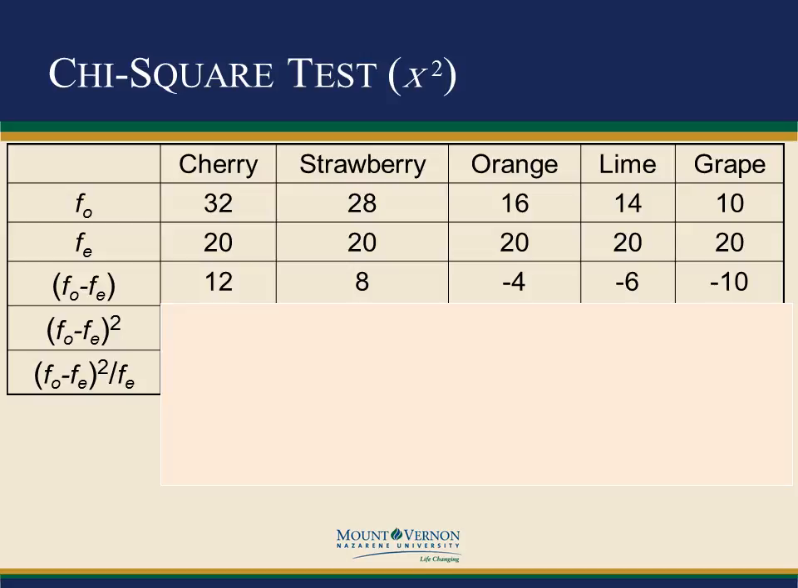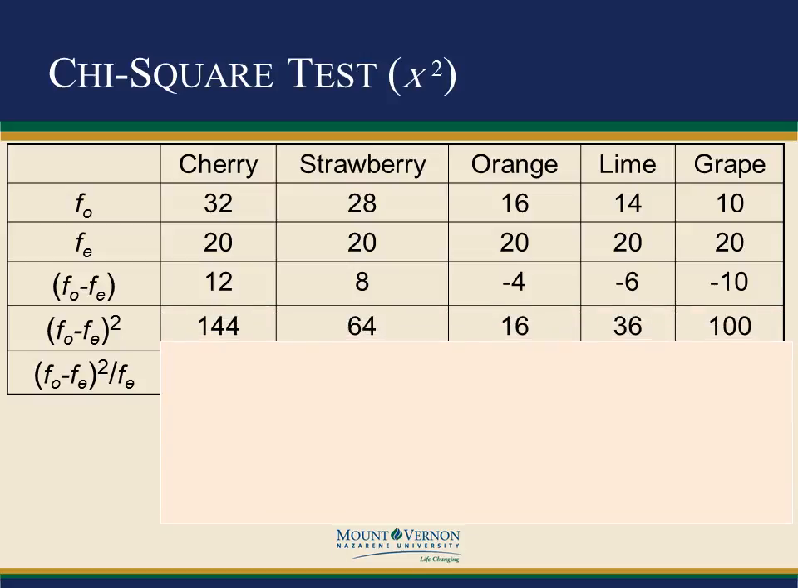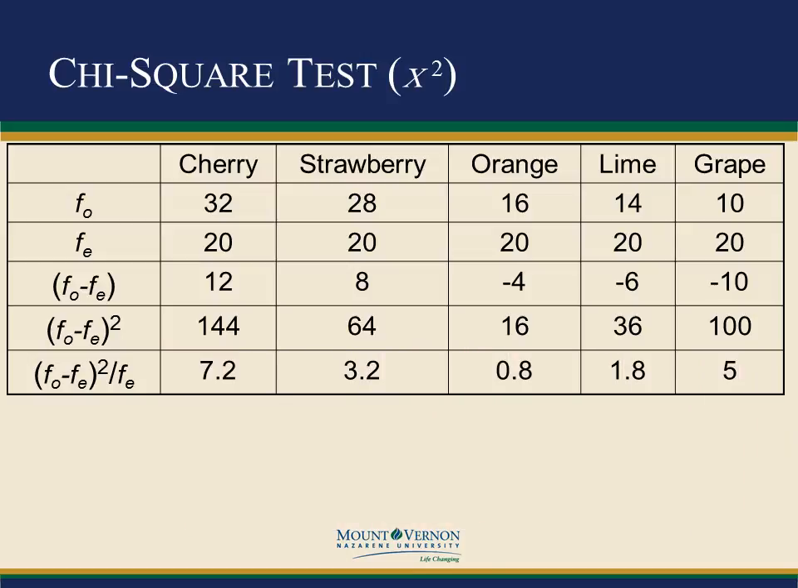That's fine. Next, we'll square each of these numbers. So you take 12 squared, you get 144. 8 squared is 64. And notice that with the negative numbers, when you square them, you do get positive numbers as your answers. Next, divide by the expected frequencies. It's very important that you are dividing by the expected frequencies, not the observed frequencies. So divide 144 by 20 and divide 64 by 20, and so on. And these are the numbers that I got when I divided each of those squares by the expected frequencies.